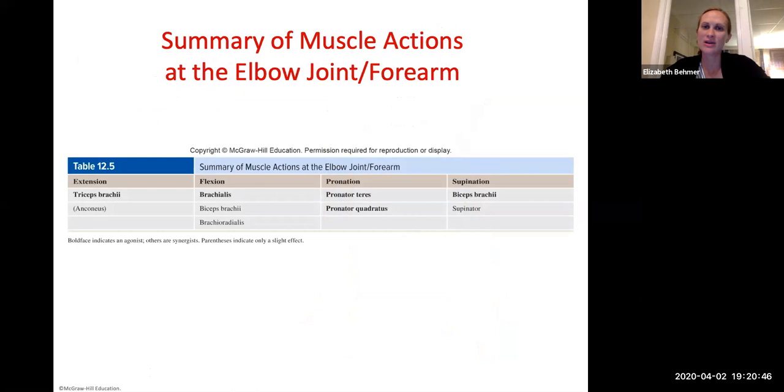So here's a summary of those muscle actions, showing flexion, extension, and pronation and supination.